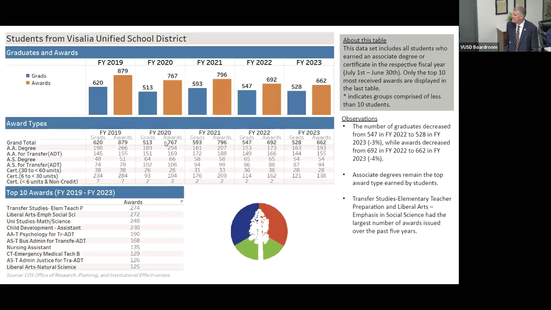And then my final slide tonight just shows the number of graduates and awards in the last year. And again, this is definitely attributed to COVID. We didn't have as much enrollment back in the fall of 20 and the fall of 21. So 2 years later, you're going to have less graduates. So last spring, we had 528 graduates, still not bad, for a total awards of 662. And again, you can see down at the bottom of the page, most of those were in transfer studies for elementary school teachers and liberal arts with an emphasis in social science, again, looking to be teachers. So a nice range of majors that students are graduating with.